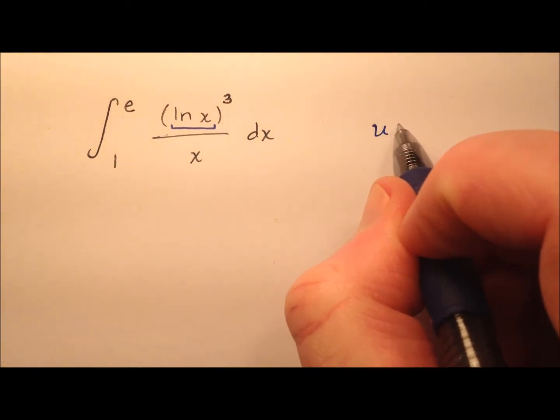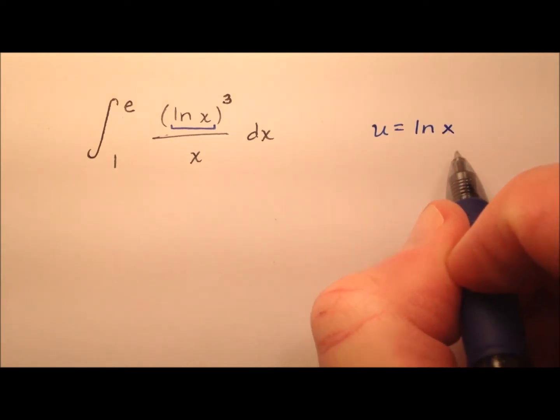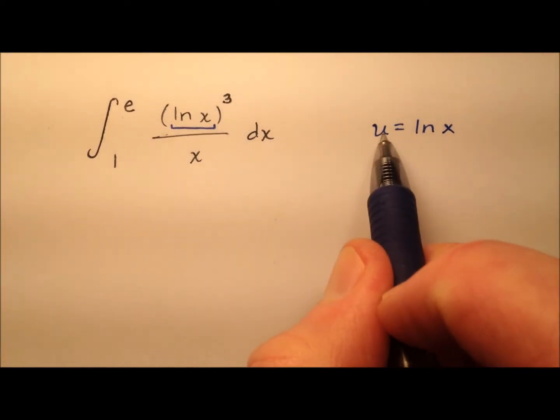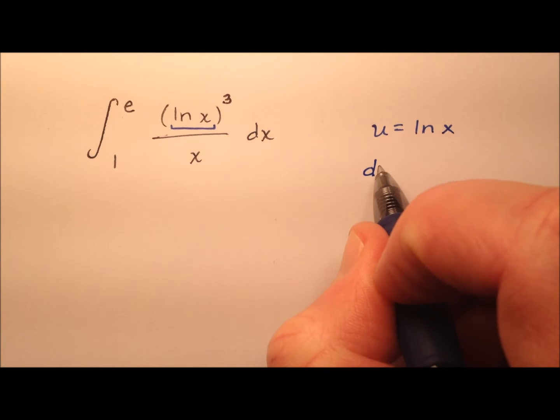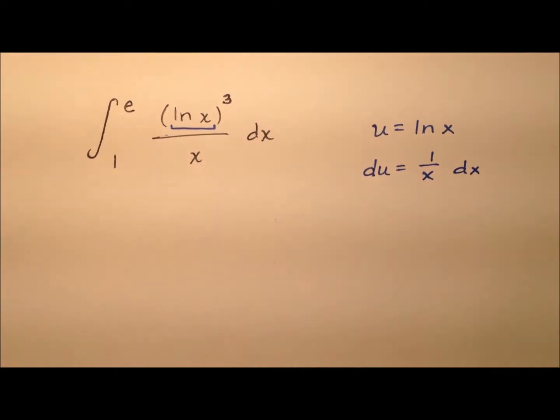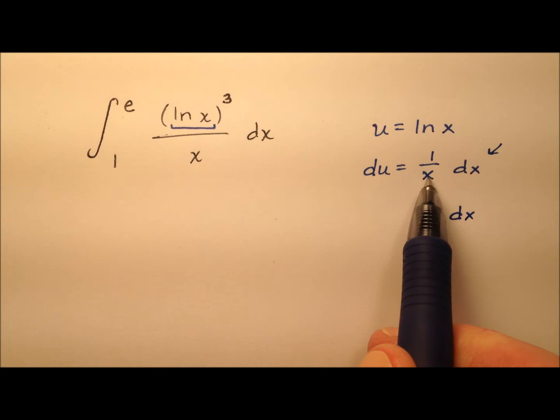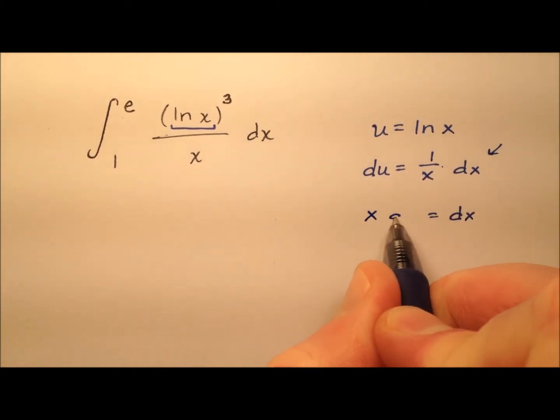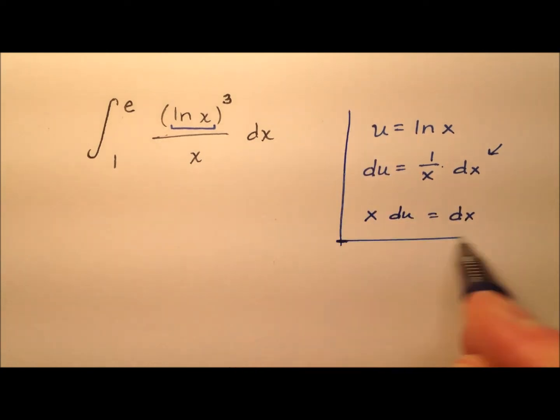So I'm going to say u equals the natural log of x, and I'm going to go ahead and differentiate both sides. So du equals 1 over x dx, and then let's solve for this dx and see what we have. I can solve for the dx by multiplying both sides by x. So I'll have x du.